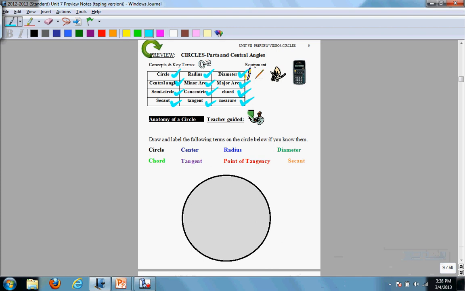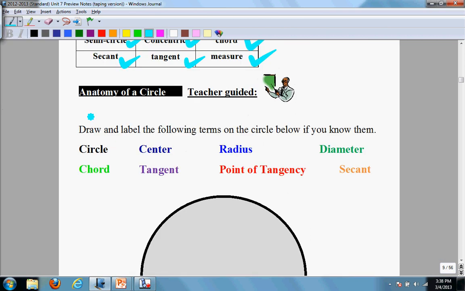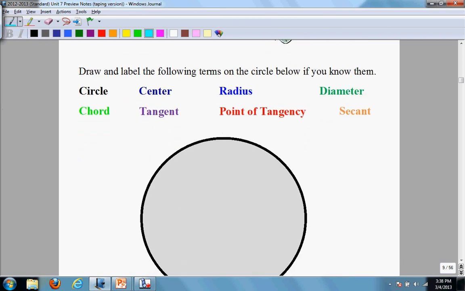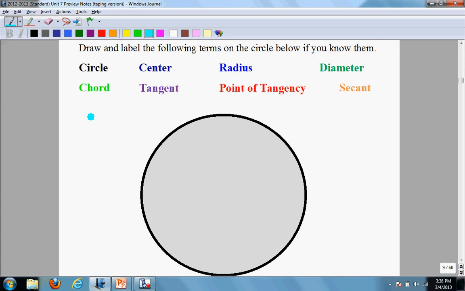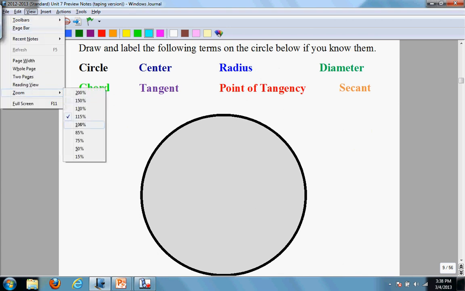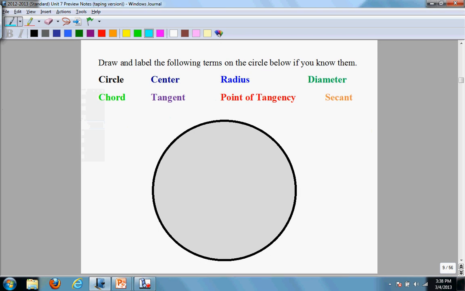What I'd first like you to do is take a look here. You have all these words. I want you, to the best of your ability, to put any of these vocabulary words on the diagram. If you know anything about a circle, I'd like you to just take a minute or two and try to draw any of these. I'm going to give you about 30 seconds to try to figure out how to do any of these.